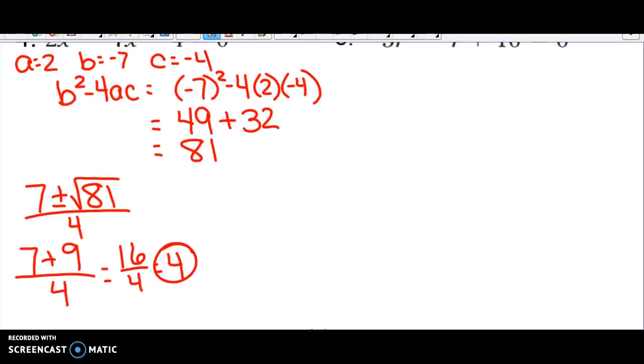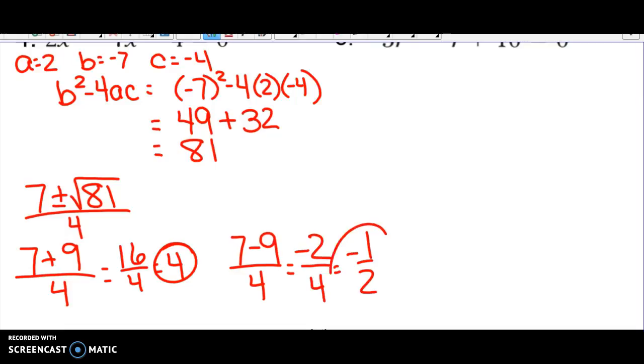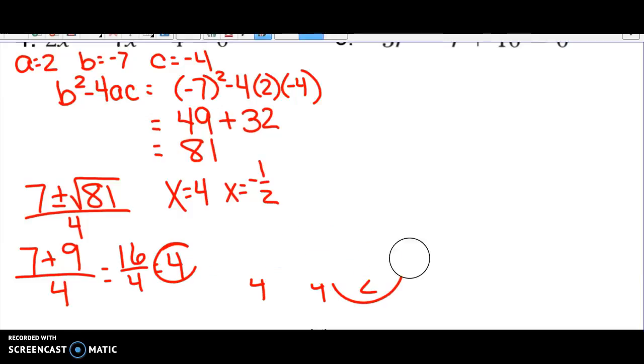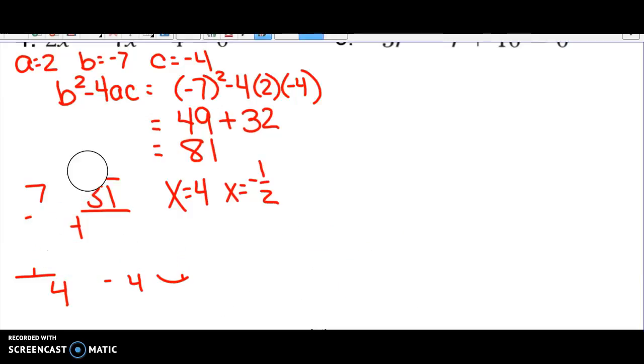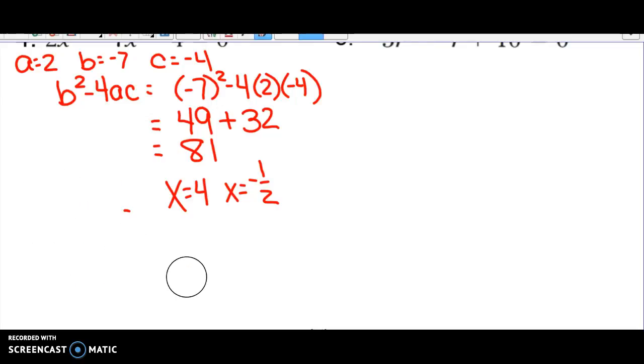And then you've got 7 minus 9 all over 4. So that's -2 over 4, which is -1/2. So your solutions are going to be x equals 4 and x equals -1/2. All right, let's go on and check the next one. I'm going to clean up my screen a little bit before I move on.